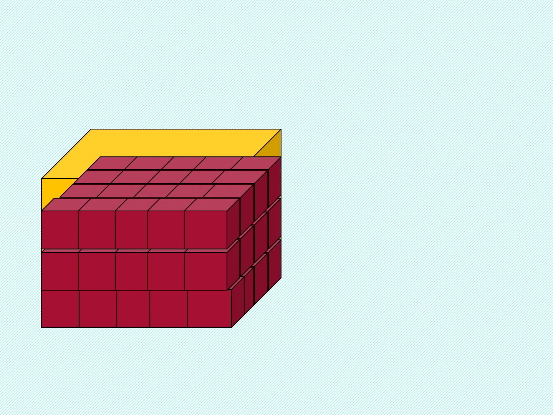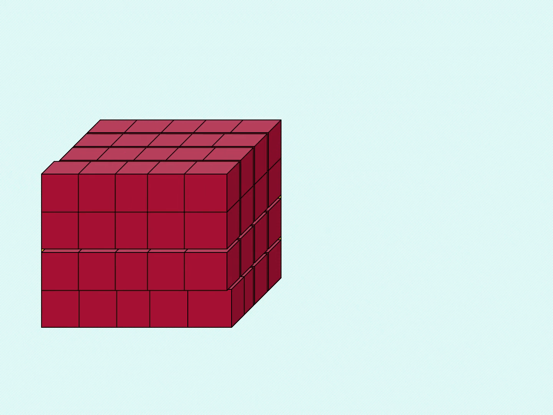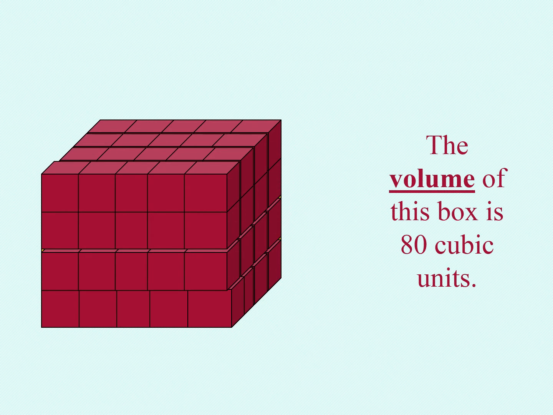40 cubes. Next, kapag dinagdagan ulit natin ng 20 cubes, then we have now 60 cubes. Then, kapag dinagdagan ulit ng 20 cubes, then we have 80 cubes. So, the volume of this box is 80 cubic units.